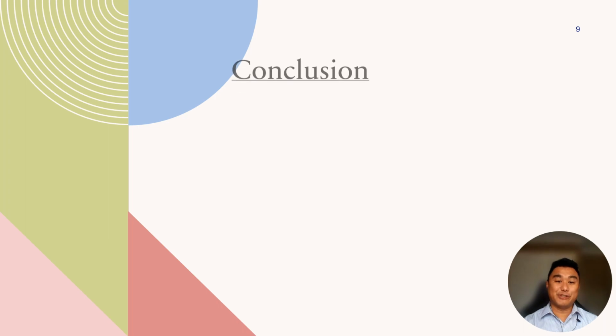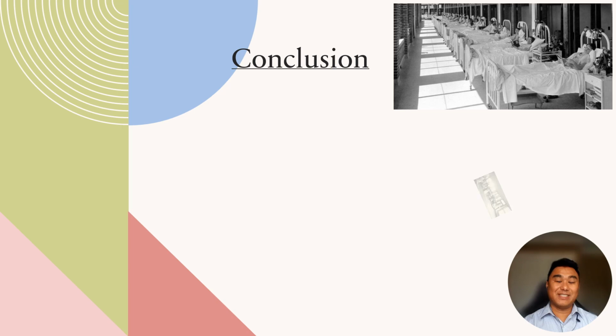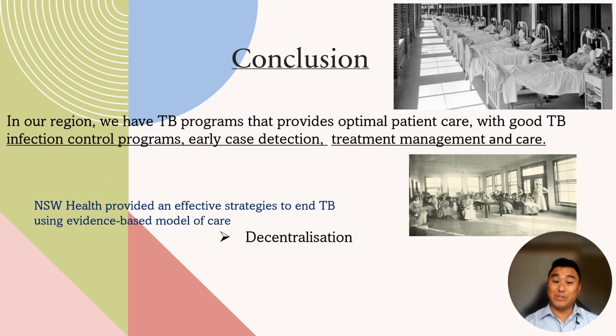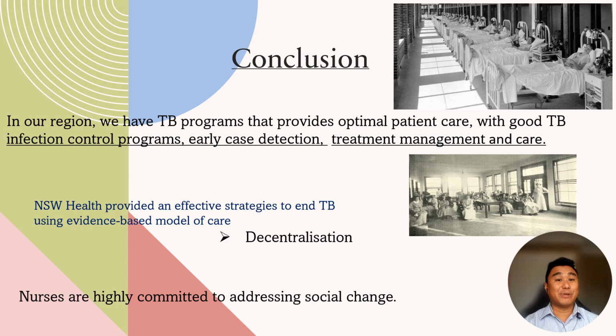And finally, for the conclusion, to sum up the discussion, in our region, Murrumbidgee, Riverina, Wagga Wagga, we have TB programs that provide optimal patient care with good TB infection control programs, early case detection, treatment management, and care. Here in New South Wales, we provide effective strategies to end TB. This is with the use of an evidence-based model of care called decentralization. It is important that there is a locally agreed strategy in the model of care in place that reflects the epidemiology and demographics of the area and has a clear line of responsibilities associated with appropriate participants.